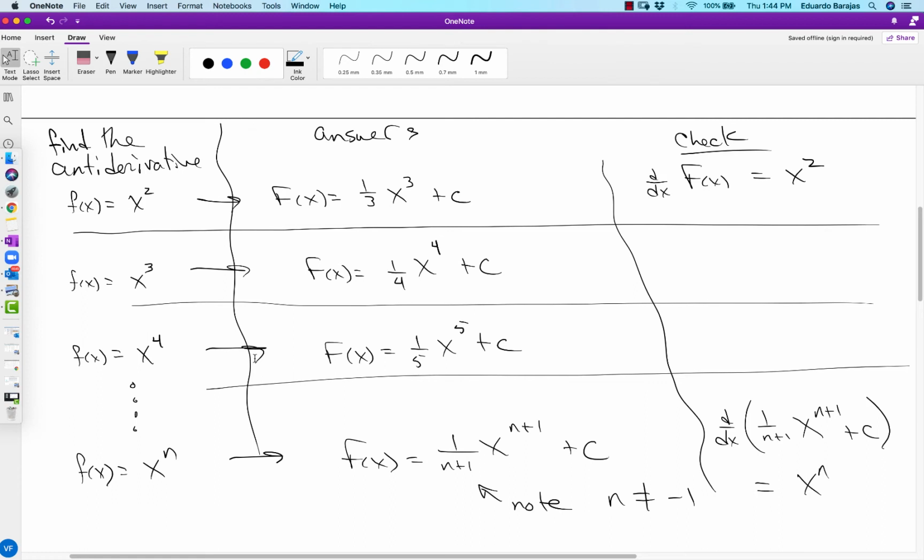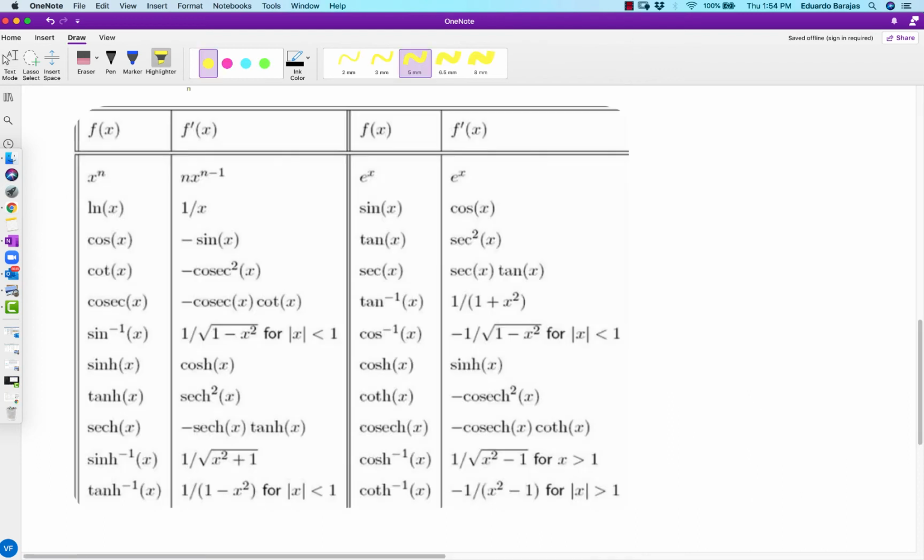So let's take a quick look at a nice table that comes from chapter 3 that has a whole lot of derivatives that we've been working with. So here's a nice little table that has some of the most popular derivatives that we've been working with. So of course we know our power rule, which we just refreshed our memories on. X to the power of n, the derivative is going to be n times x to the power of n minus 1. The derivative of ln of x is equal to 1 over x. The derivative of cosine of x is negative sine x. The derivative of e to the x is still e to the x, and so on and so forth.